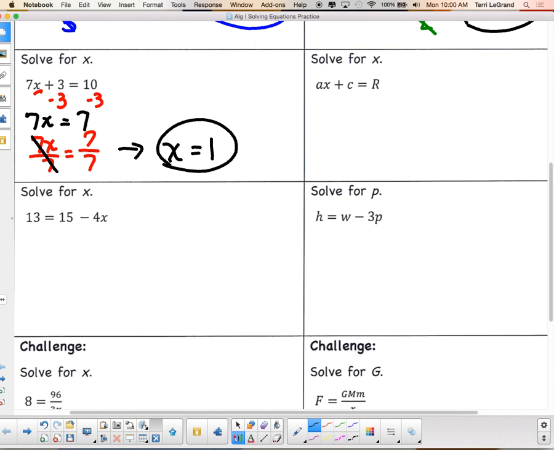Okay, so if we're supposed to solve ax plus c equals capital R for x, what's our first thought process? I need to get what alone first? Shay, what do we need to get alone first? The ax, right? We need the ax term by itself. So what are we going to do? We're going to subtract c on both sides.